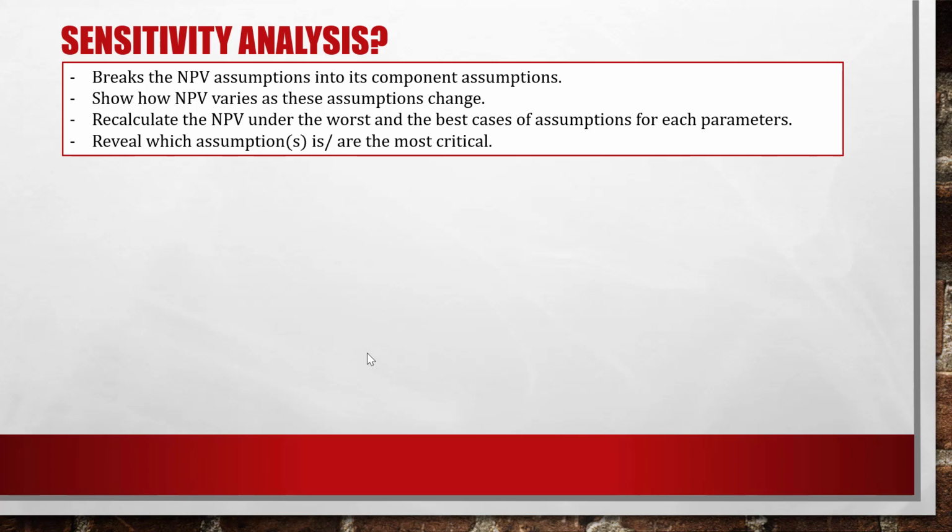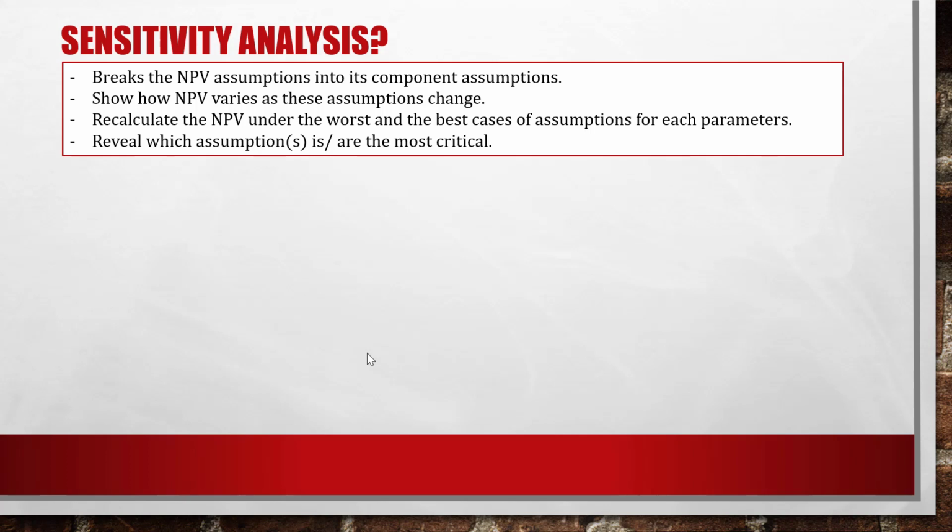And then we have to show how each of these assumption changes would affect the NPV values. That means we have to do it one by one. We start with one parameter, change the value from the best to the worst or the worst to the best, and compare the NPV to see how sensitive it is. Would it be a big change or a small deviation? That is how we conduct a sensitivity analysis.